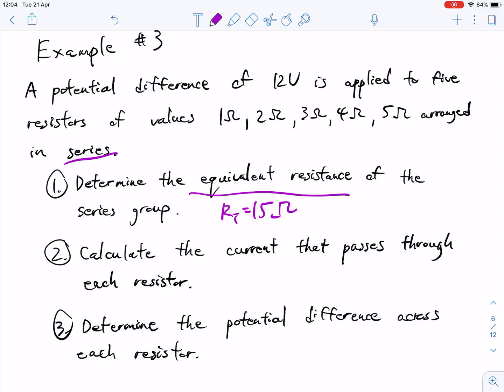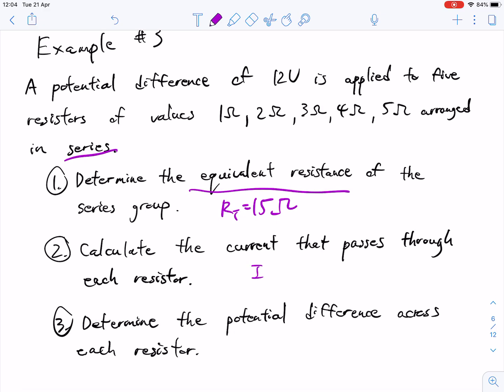The current passing through each resistor can be calculated from V equals IR, so V total over resistance total, which would give us 12 volts over 15 ohms. So 12 over 15 is 0.8. So the current is the same in the circuit. You can always apply Ohm's law to the total of everything in the circuit, and you'll get the total current, which is the same throughout the circuit. 0.8 amps.